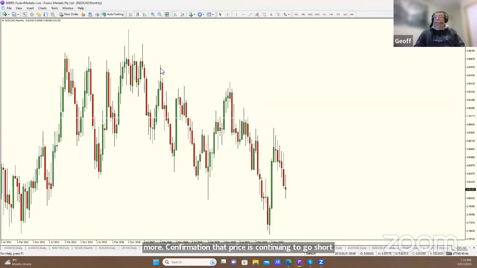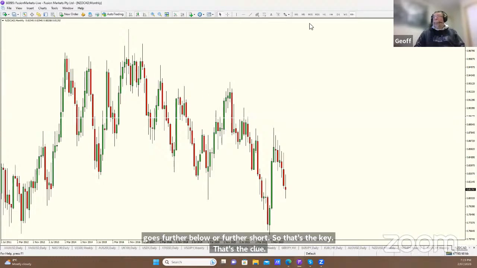You get a reversal bar here. Is it a key reversal bar or a game changer bar? Probably not, because it hasn't closed near its low. Great reversal bar, great reversal bar, great reversal bar. They just keep turning up. They keep turning. There's one of your key reversal bars. So you'd be in there for sure. There's another one, not a key reversal bar, but this continues to happen. Every time you get price coming off its high, it goes further low or further short. So that's the key. That's the clue to what's going to happen next.